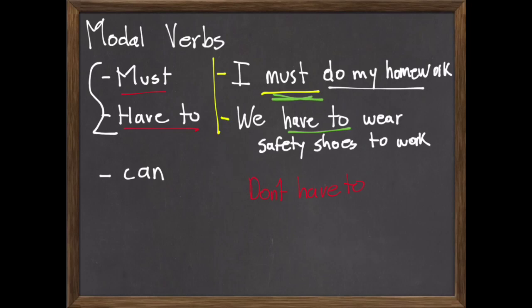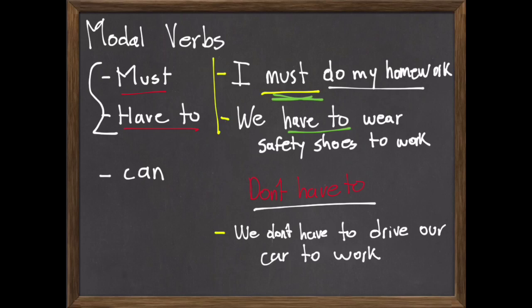We can also use the negative form of have to, don't have to, for something that is not necessary, but it's possible or allowed. For example, we don't have to bring our car to work. We could also say we can drive our car to work. Since can is a modal verb that is used to say that something is possible or allowed. And we use the negative form can't to say that something is not possible or allowed.